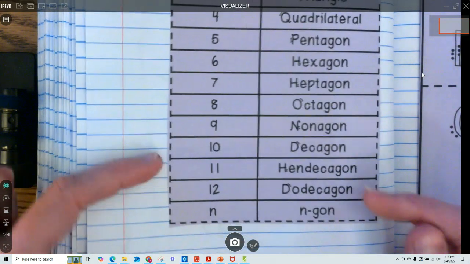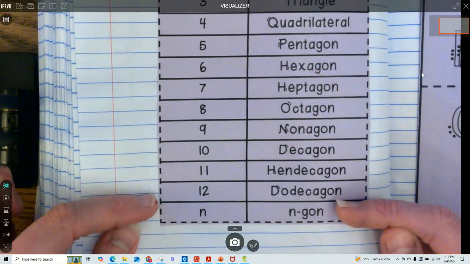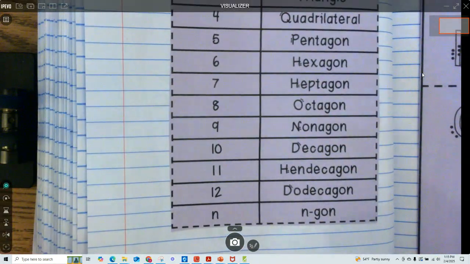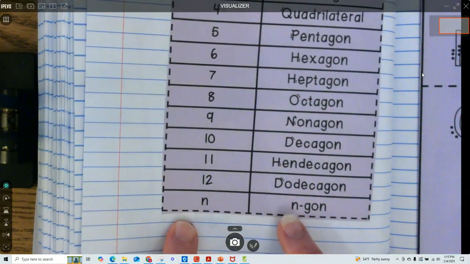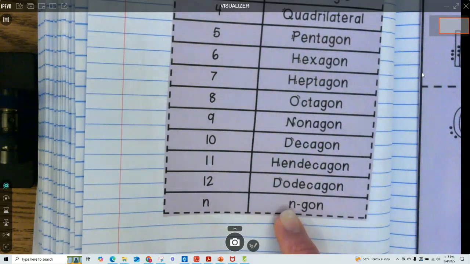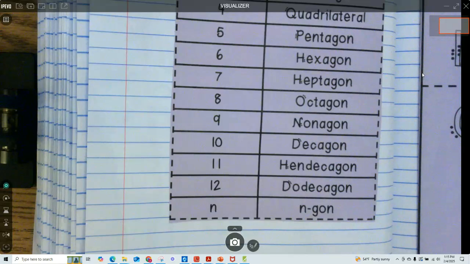But there's even more names than that. If it's got 11 sides, it's a hendecagon. If it's got 12 sides, it's a dodecagon. Once we get past 12, say it's got 17 sides, we would say it's a 17-gon. If it's got 41 sides, we would say it's a 41-gon. Okay? There's not as specific names once we get past 12.